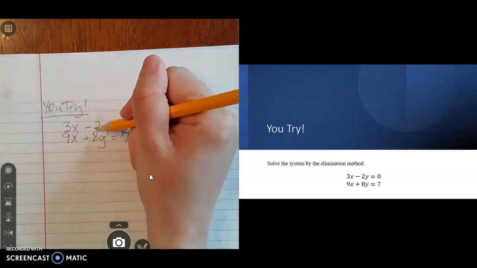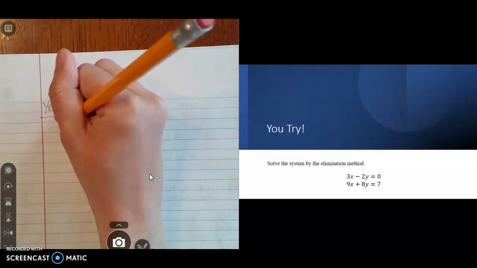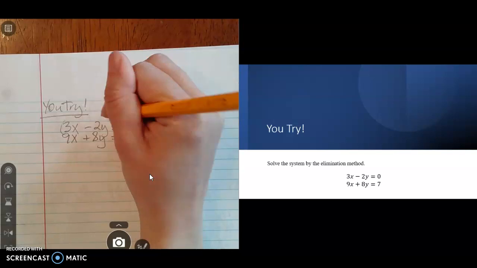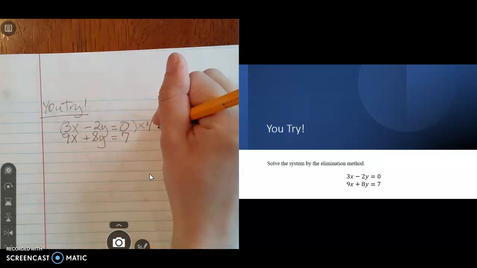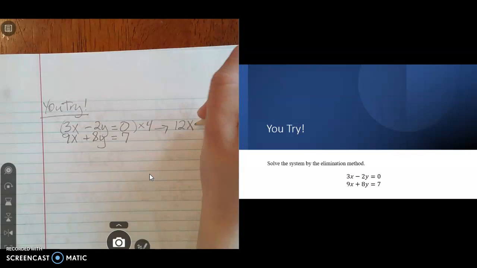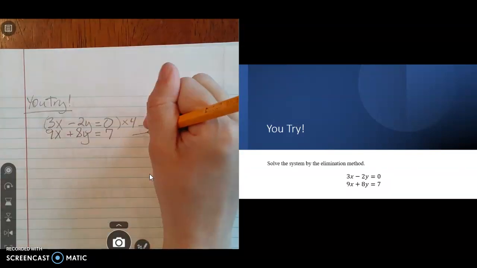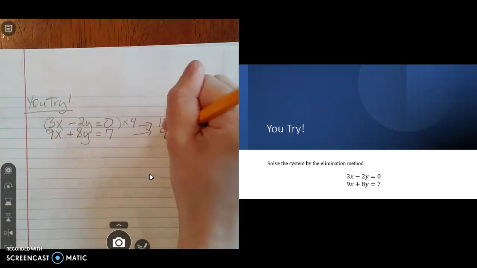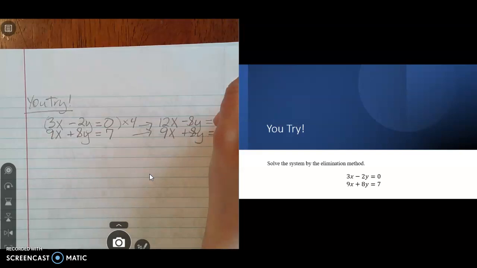With 8 and 2, my least common multiple would be 8. So I'm going to try to get 8s so they match up nicely. I'll multiply the first equation, both sides, by 4. So 3x times 4 is 12x. Negative 2y times 4 is negative 8y. And 0 times 4 is 0. I'm not doing anything to the bottom equation, so it's just going to stay like it is: 9x plus 8y equals 7.